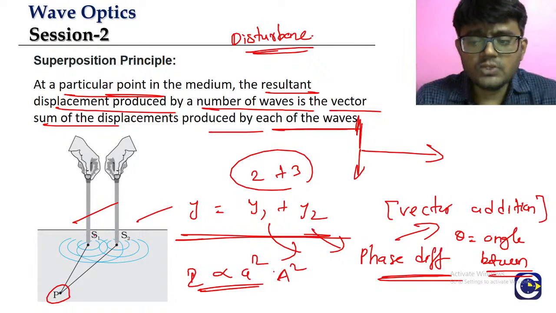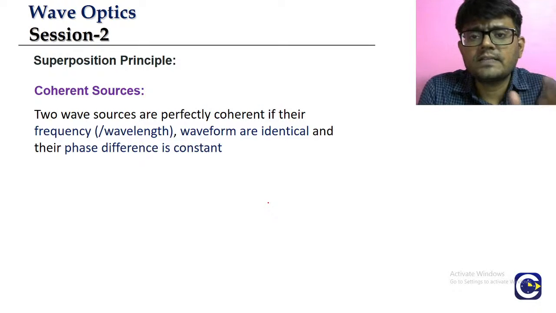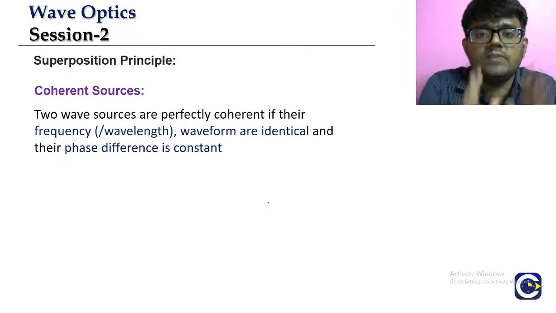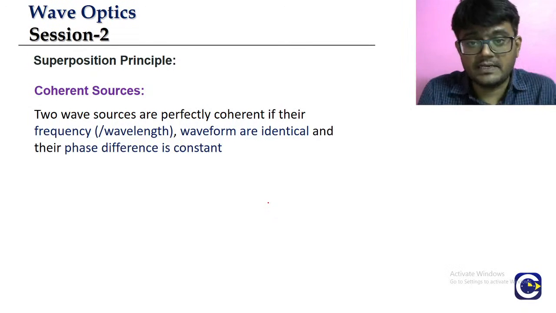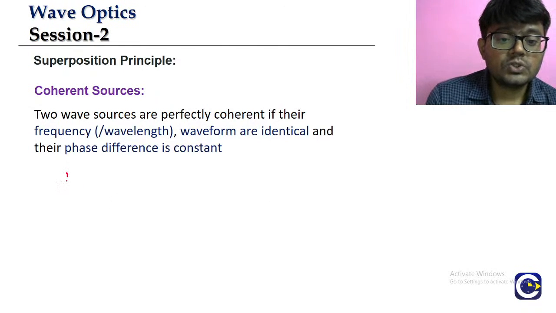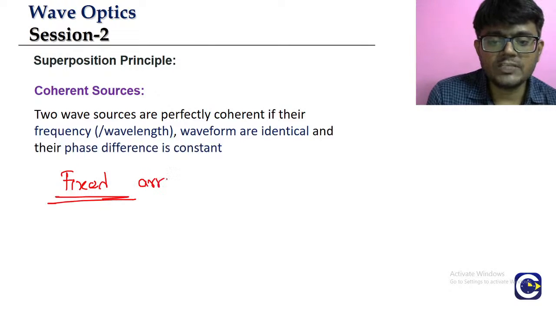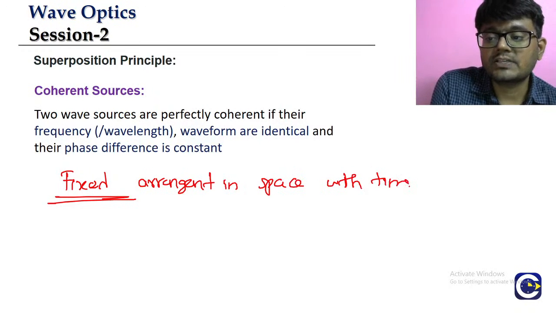Square of the amplitude. This is something that we will see in the waves and oscillation chapter also. Okay. So what we will do is we will look at the specific type of sources, because any two sources we can achieve the interference pattern. The superposition can be achieved. But to study the pattern, the pattern should be having a fixed arrangement in space with the time. Then only we can study, otherwise we cannot study.